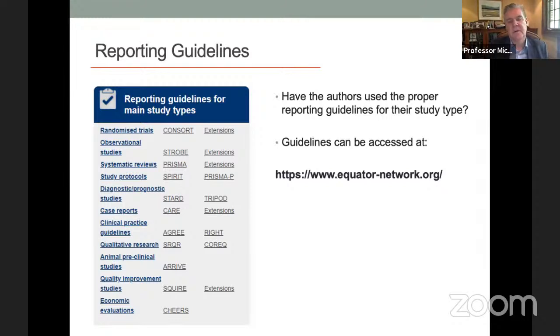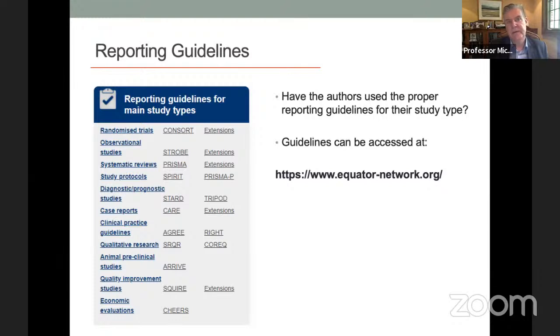Case reports also have a standard of presentation, and these are the CARE guidelines. There is a value to case reports. I always encourage authors, rather than submitting one case, if one has a smaller number of cases, then it's a small series. And I think that case reports should be associated with a rigorous review of the literature, ideally a systematic review, to truly make an impact in the field. Clinical practice guidelines also have reporting guidelines, as follows: the AGREE tool.